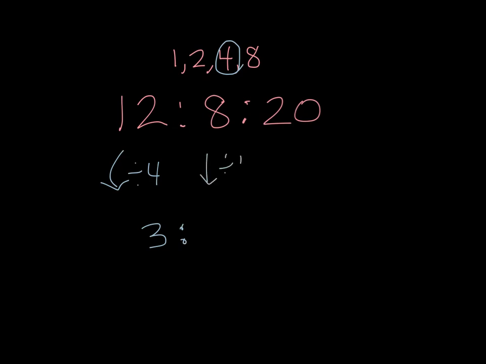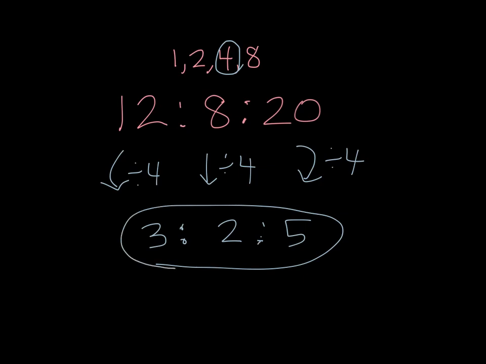First I pick the smallest number, which is 8, and I list the factors of 8. 1 times 8, and 2 times 4. And then I look for the largest of those factors that goes into 12 and 20. Well, 8 doesn't, but 4 does. 4 goes into all of them. So if I divide by 4, I get 3 to 2 to 5. And I just double check that that's as low as it can go. And it is, so there's my simplest form.